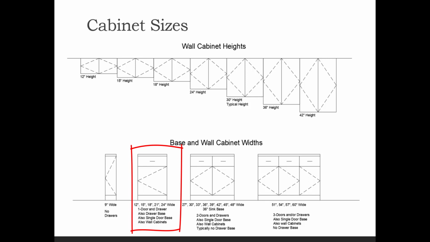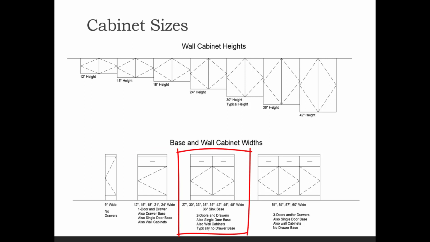Wall cabinets that are this size also have a single door as well. Most drawer bases, so cabinets that have all drawers, are found in these sizes as well. When we get to 27 inches wide, the wall cabinet or the base cabinet is so large that it needs 2 doors. Again, 2-door cabinets are made in 3-inch increments, starting at 27 inches up to 48 inches.